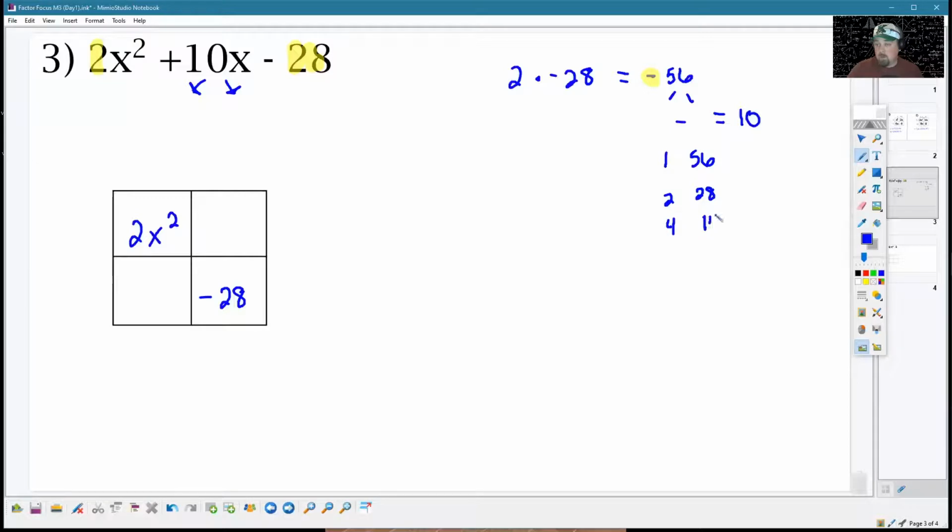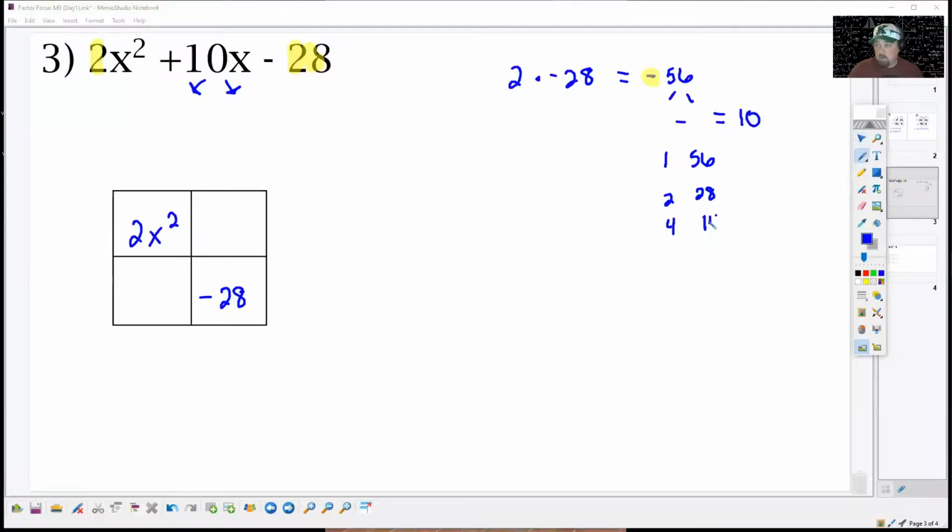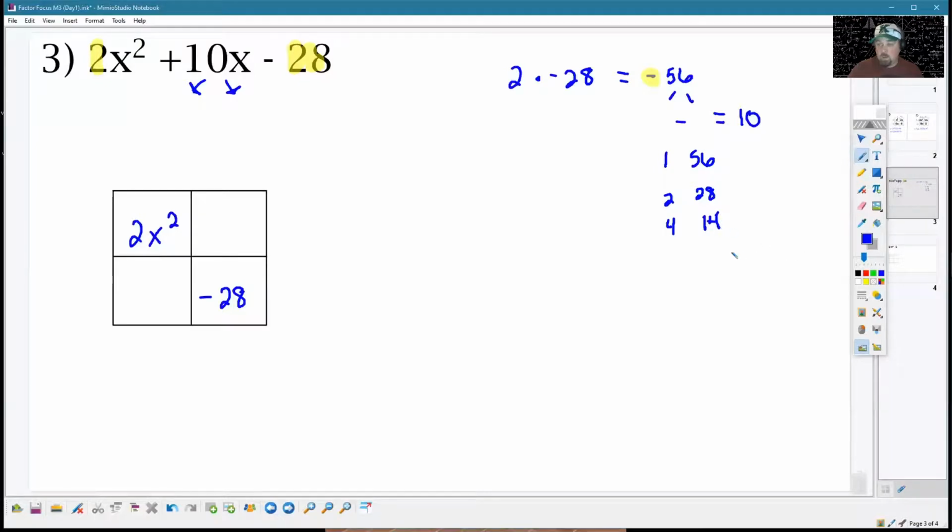And what we see right here is that 4 and 14 is going to work, because 14 minus 4 gives me the positive 10 that I wanted right here. It doesn't matter what order they come in, as long as we get this right.